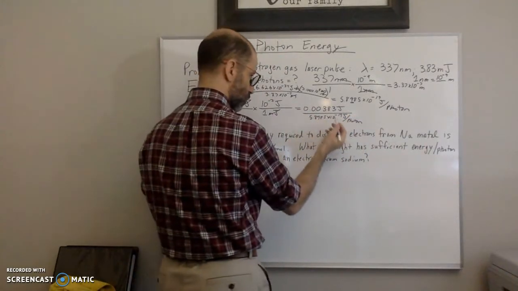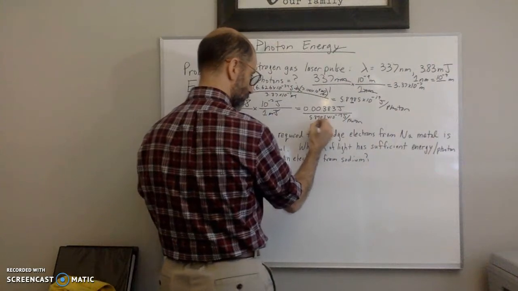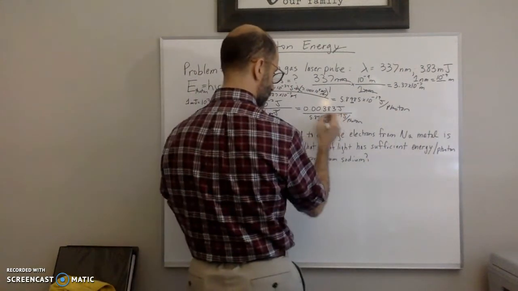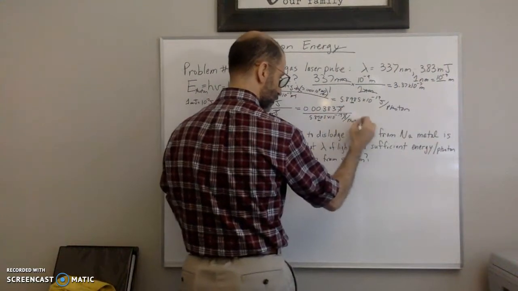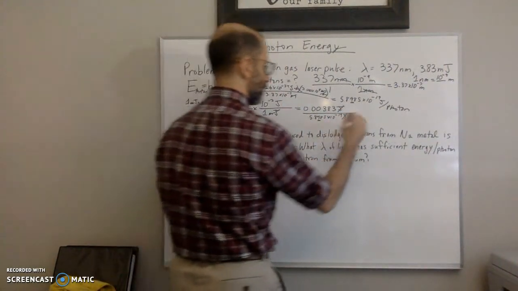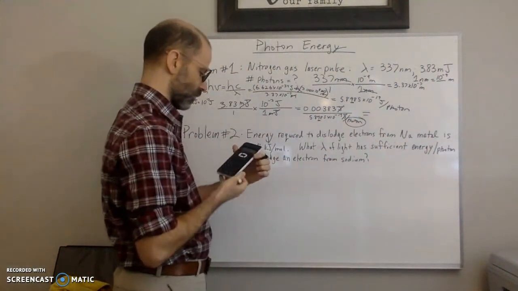Right, so I'm dividing those. Remember, I have 3 sig figs. I'm going to keep that 3. I have 3 here, so my answer is going to be in 3. Joules are going to cancel out, leaving me with photons, which is what I want. So I do the calculation.